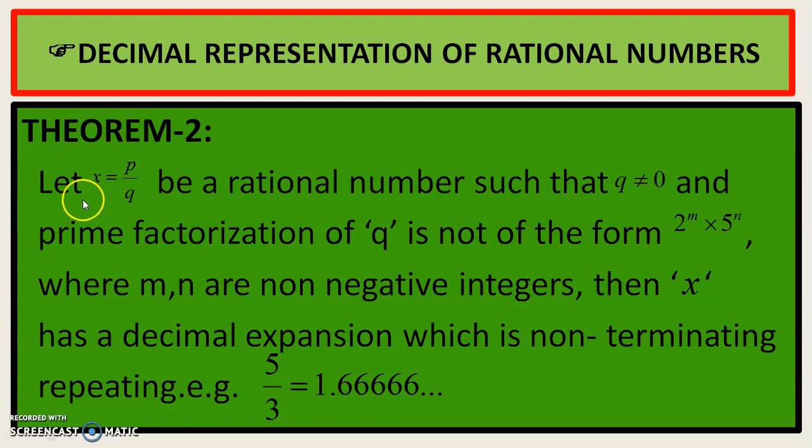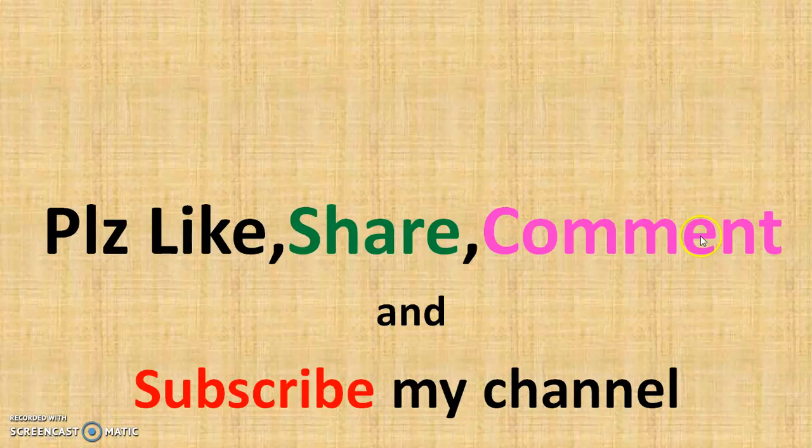This is theorem 2. Let x equal to p divided by q be a rational number such that q not equal to 0 and prime factorization of q is not of the form 2 to the power of m into 5 to the power of n, where m and n are non-negative integers. Then x has a decimal expansion which is non-terminating, repeating. That means 5 divided by 3, that is 1.666..., is non-terminating because I cannot express this number in the form 2 to the power m into 5 to the power n. 5 by 3, 3 you cannot express in this form.